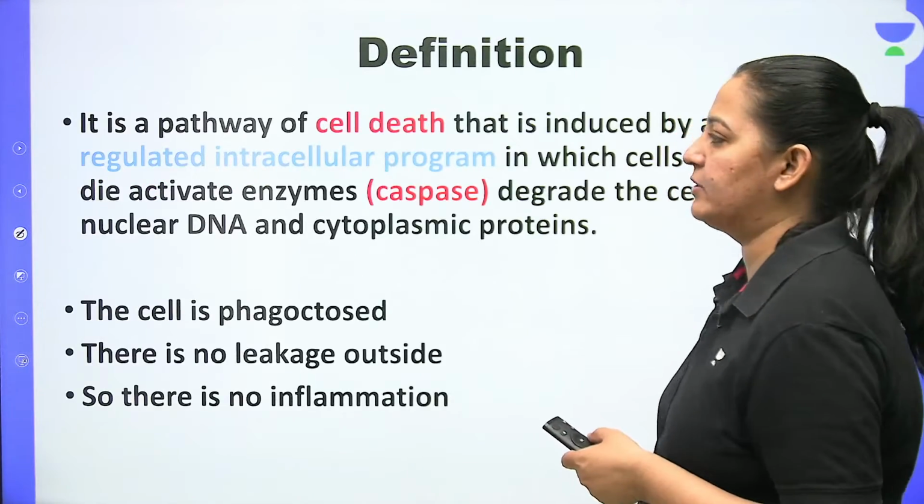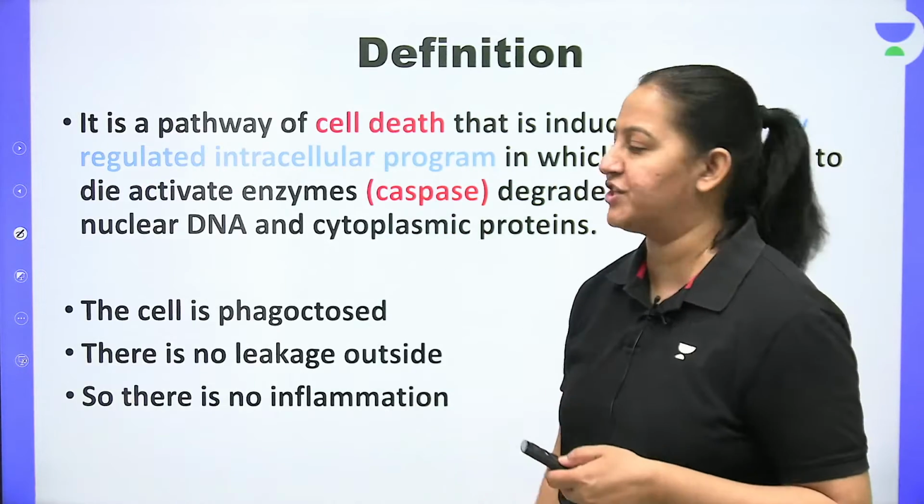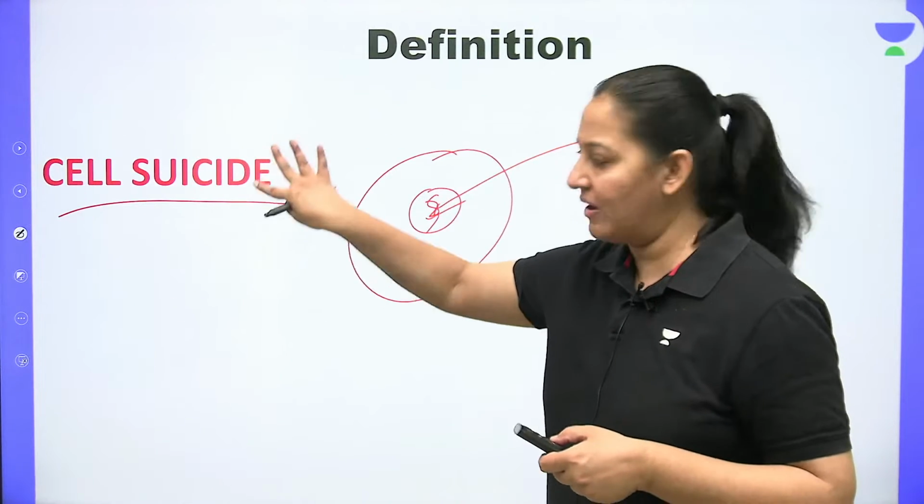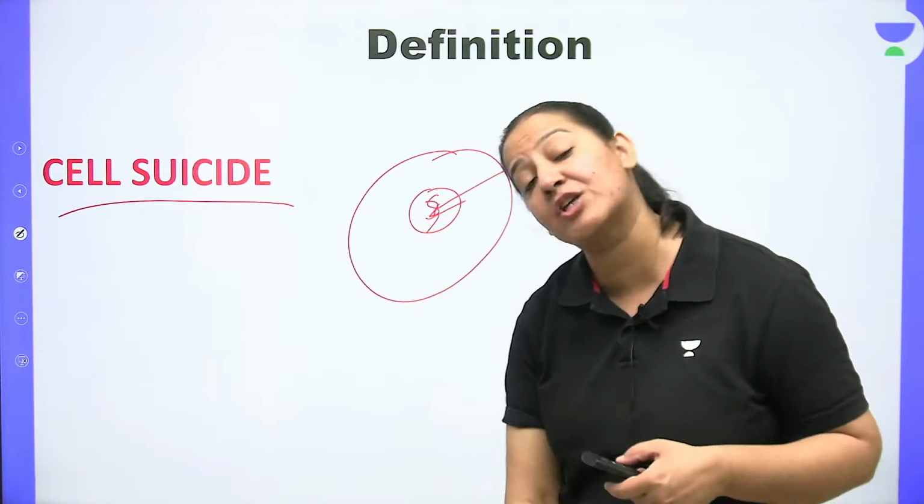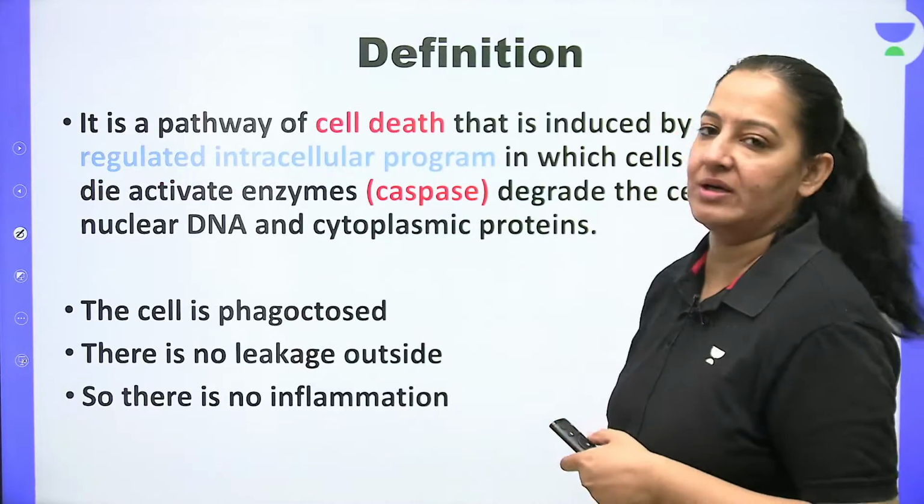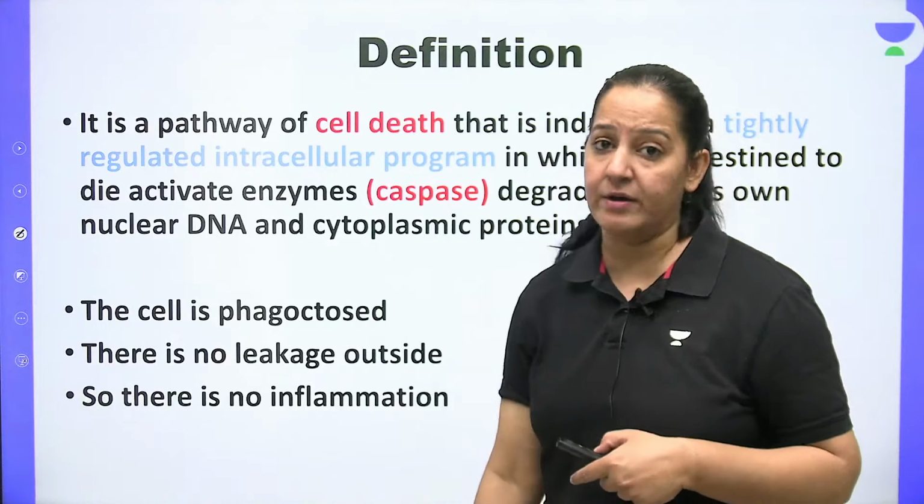So how does the cell commit suicide? Now this is the definition, but this is just for understanding. You can write cell suicide, but this is not the actual definition. Now, for the sake of understanding, it's good. What is the actual definition of apoptosis? This is the actual definition. It is looking like a difficult one from the Robbins.